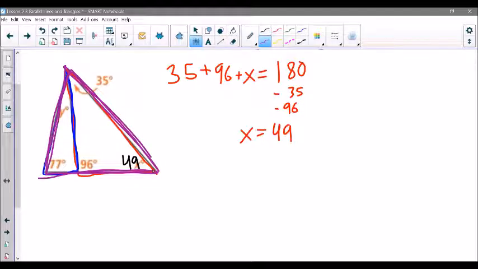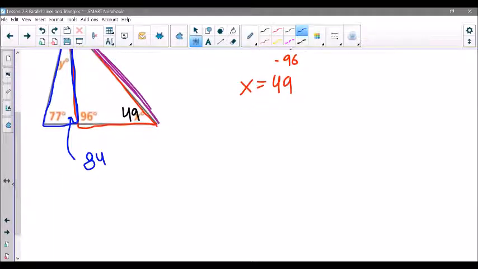I was going to suggest doing the same thing we kind of did last time with the 96 degrees. Okay. And it's supplementary with the other angle. Okay, so what is this angle measure then right here? 180 minus 96, so 84. All right. So now we have that blue triangle, that skinny triangle right here. We had an 84. We had a 77, and this one was our y.